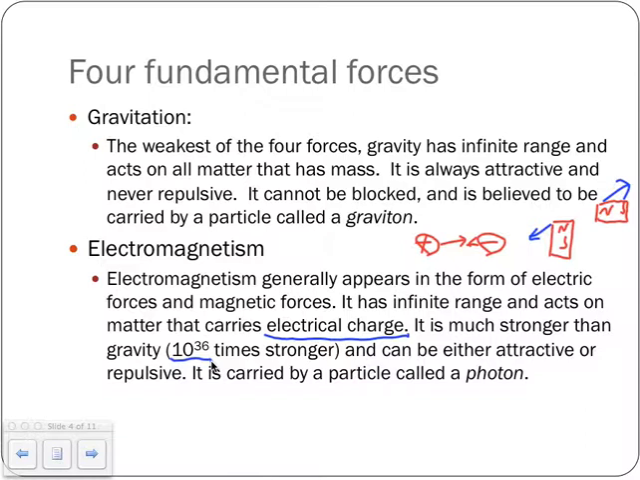The electromagnetic force can be either attractive or repulsive. It doesn't have to be one or the other. Remember we said that opposites attract. We talk about electrical charges. Positives and negatives will attract each other. Positives and positives would repel. So it can go either way. And the electromagnetic force is carried by a particle called a photon. You may recognize that as basically a particle of light. Light is the way that the electromagnetic force is transmitted from one thing to another. So it's carried by photons.